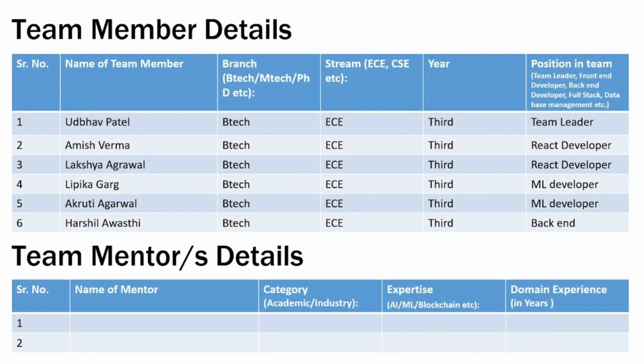And finally, these are the team member details that we have. I am Amish Sharma, and our team leader is Udbhav Patel. Then we have Laksh Agarwal. He is the front-end developer in our team. Lipika Garg and Akruti Agarwal, both of them are machine learning developers. Harshil Avasti, he will be managing the backend part of our application.